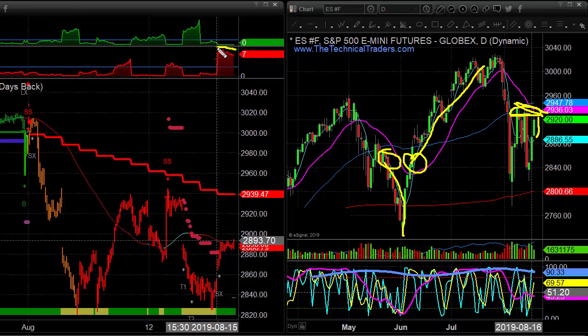You can see Friday's close, we had this red indicator spike up. The blue line here is 3. Anything above 3 is usually a short-term top. You can see a top here, a top here, a top over here, and we got a top over here.